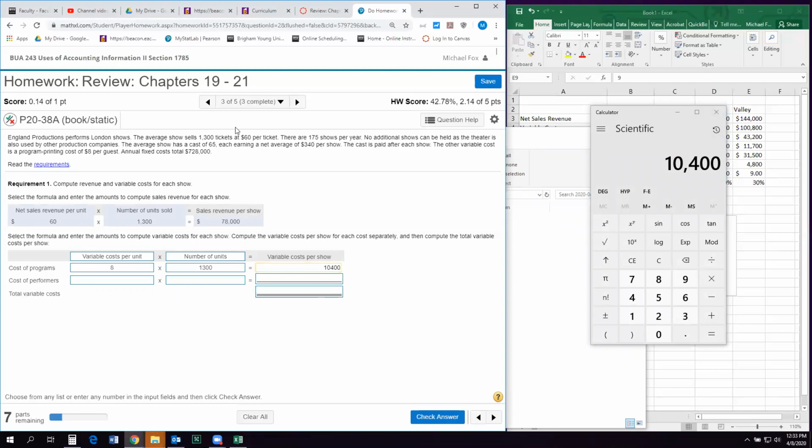And the cost of the performers is $340 per show, and there's 65 performers in each show. So 340 times 65 is 22,100. Then we'll add them. 10,400 plus 22,100 should be 32,500.